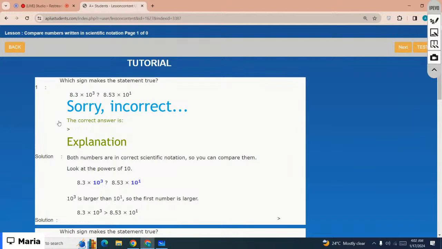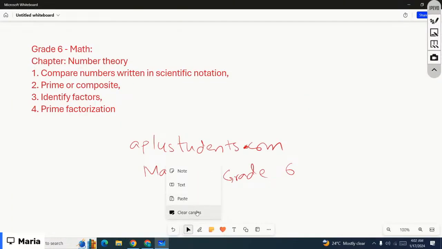First, let's see what scientific notation is, then we'll see how we compare numbers written in scientific notation. Basically, scientific notation is a way of writing very large numbers or very small numbers.